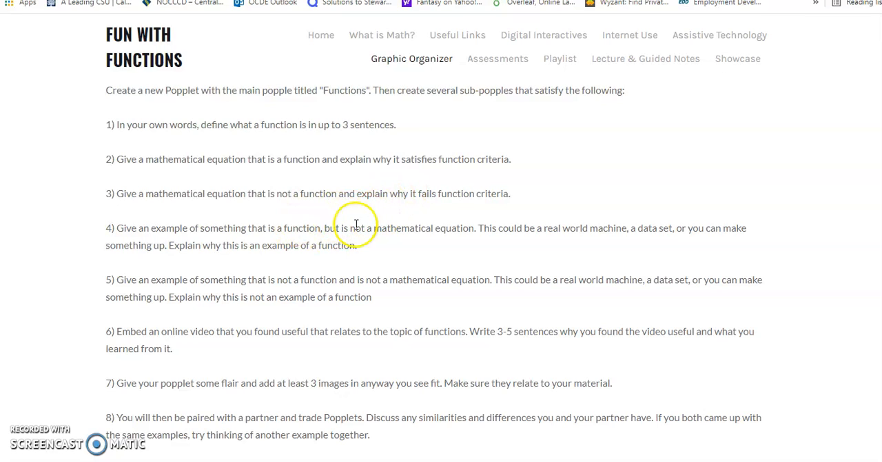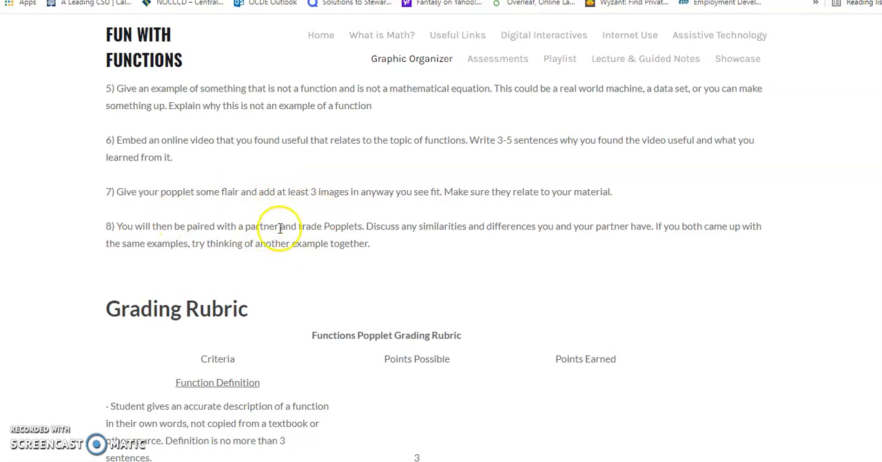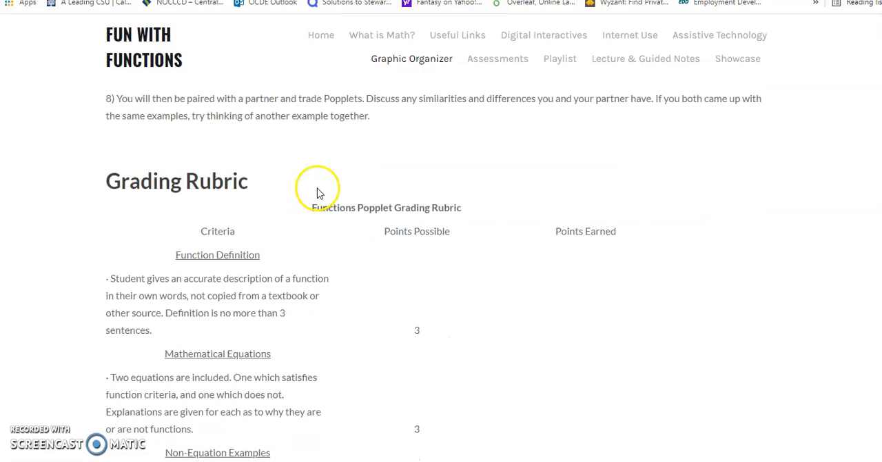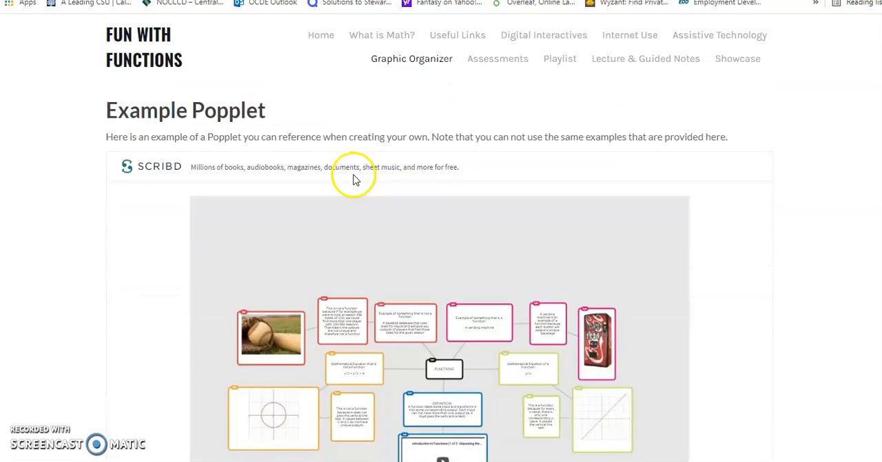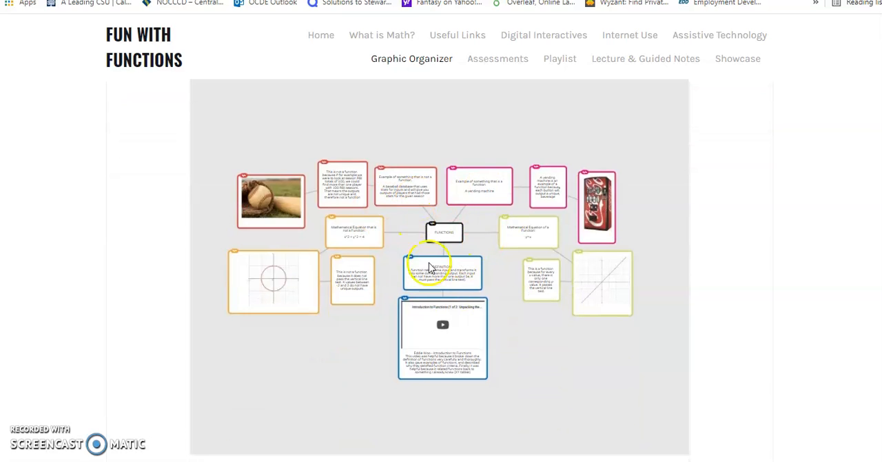Students are also asked to conceptualize functions and provide real-world examples of something that is a function and something that is not a function. I'll also be pairing students with partners to discuss any similarities they have, as I think students interacting with each other promotes thinking. And finally, the rubric. And here I provide an example for reference. I'm pretty happy with how this one turned out.